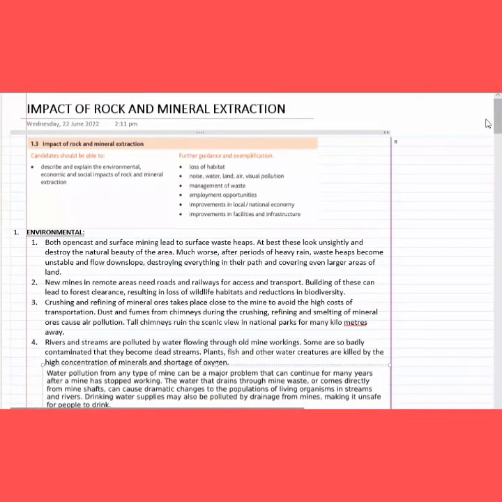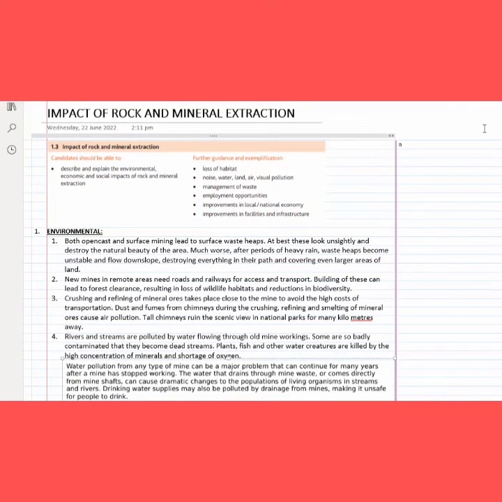Now let's move on. So this is the third pointer. We covered two pointers of this chapter up till now. Now, the environmental, economic, and social impacts of rock and mineral extraction. So we have loss of habitat, noise, water, land, air, visual pollution, management of waste, employment opportunities, improvements in local and national economy, improvements in facilities and infrastructure.